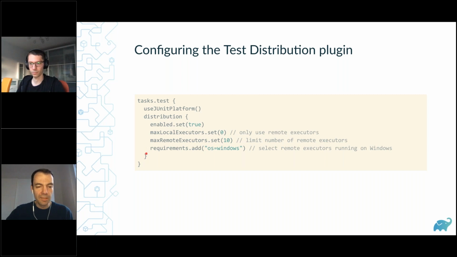And then last but not least, there are the requirements. That allows you to put in any kind of string values that you then match against the agents' capabilities. OS and JDK are automatically detected. You can add additional ones to the agents, as I will show later.